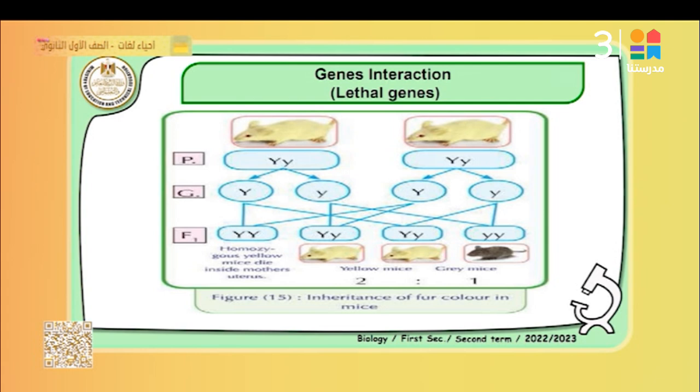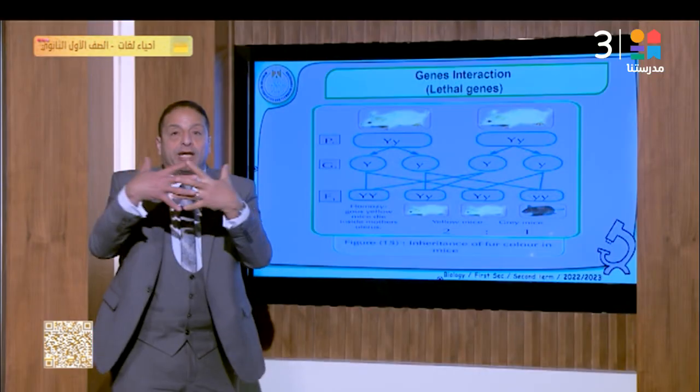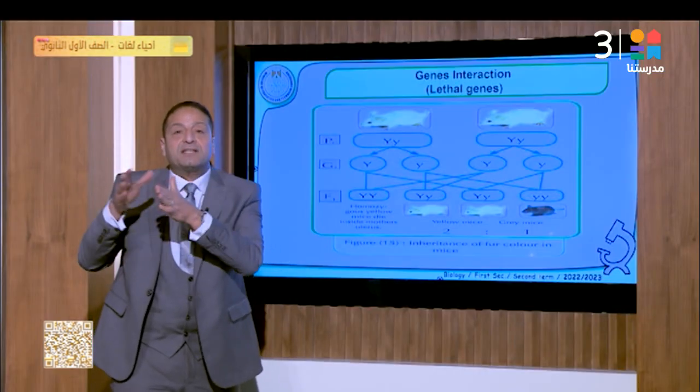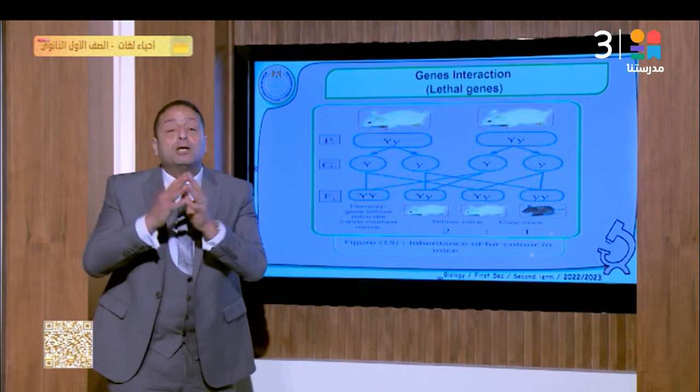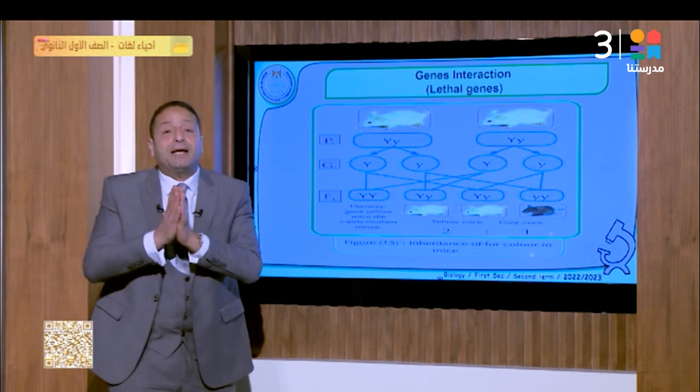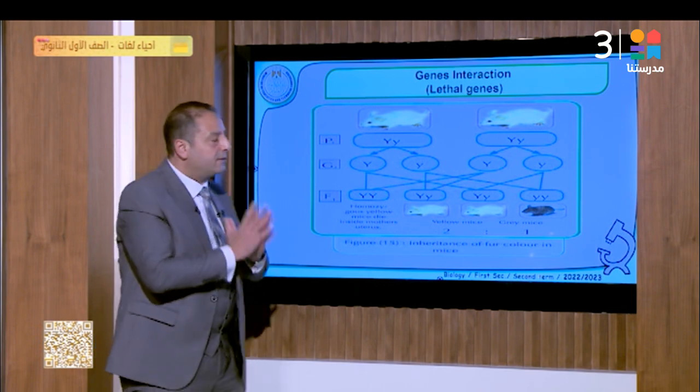Mating between them, take the gametes. Y capital, Y small. Y capital, Y small. Okay? Family 1. Y capital, Y capital. Homozygous. Okay? Yellow mice die inside the mother's uterus. Why? Because the 2 dominant genes, Y capital, Y capital, working together disrupt the vital process inside the embryo, so the embryo dies inside the female uterus.